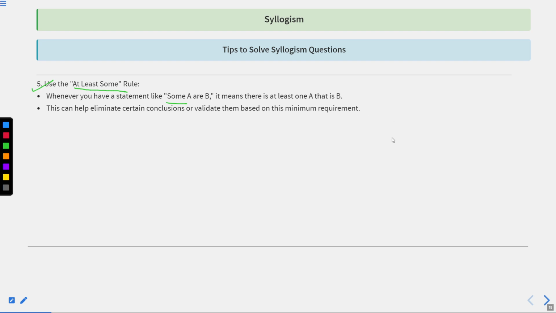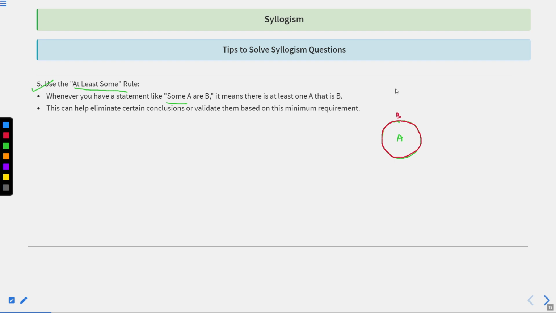If we say A is B, how will you draw it? This is A. If this is A, and when we say A is B, there will be an exact overlap between A and B, which shows that A is B.